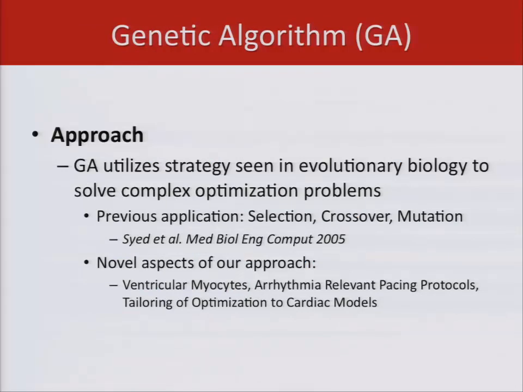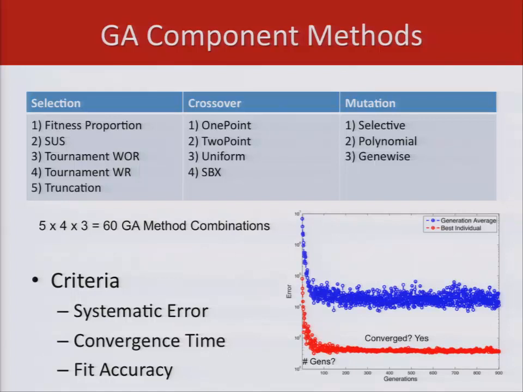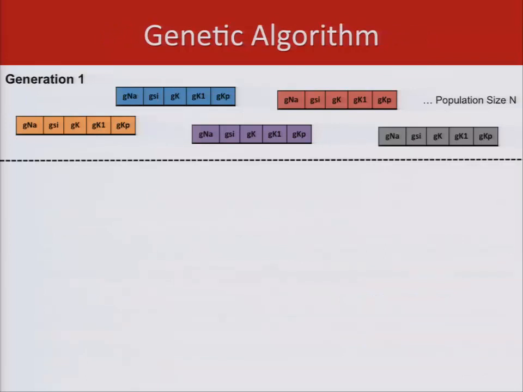So the approach we used to traverse this large and multimodal parameter space is a genetic algorithm, and Carolyn Phillips touched on this method a bit yesterday. In terms of adapting this approach for this problem, we went through a number of subroutines in regard to selection, crossover, and mutation. I'll just show an example here.